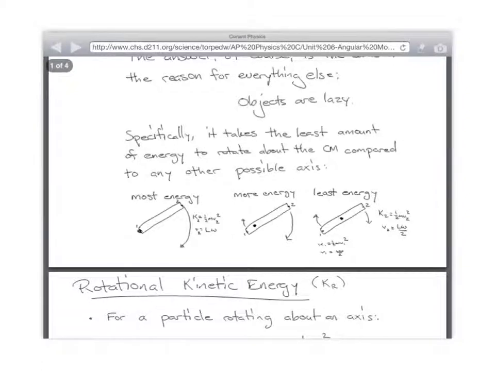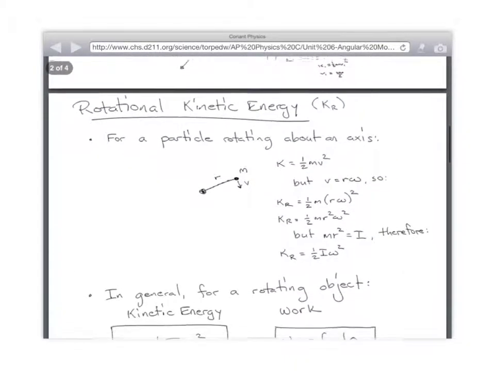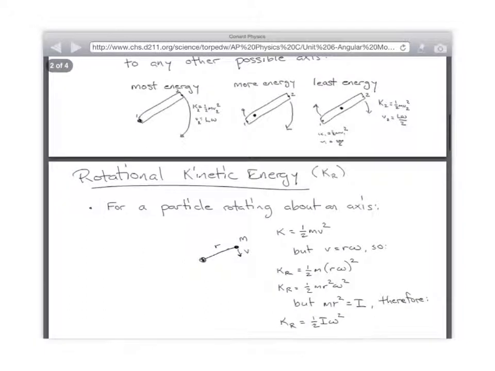Rotational kinetic energy, here it is. For an individual particle, not a stick, but an individual particle rotating about an axis, what's its kinetic energy? No! An individual particle! It's 1/2 mv squared, right? Yes. So if I swing this thing, does it have kinetic energy? Yeah. How much? 1/2 mv squared. Doesn't matter that it's going in a circle, it's still got 1/2 mv squared. But it is going in a circle.